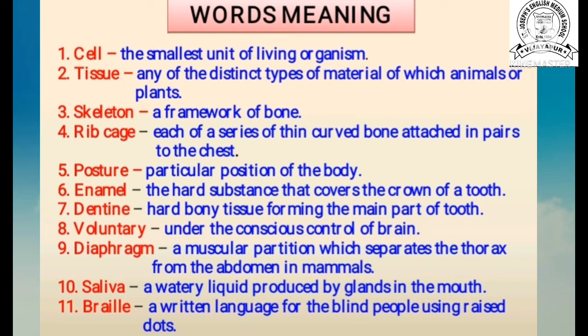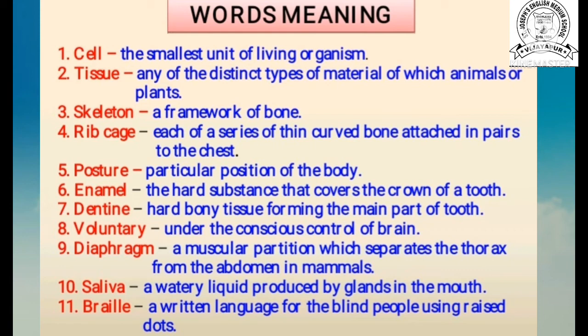Seventh one, dentine. Dentine means hard bony tissue forming the main part of the tooth. The enamel and dentine are parts of the tooth. And this tooth or teeth is part of the skeletal system. But these teeth are not counted as bones. Got it? Teeth are a part of the skeletal system, but are not counted as bones.